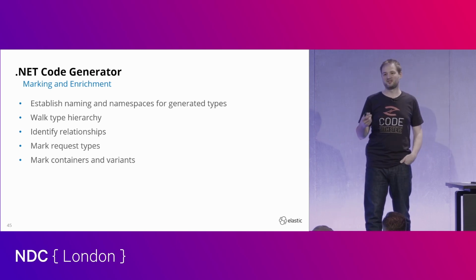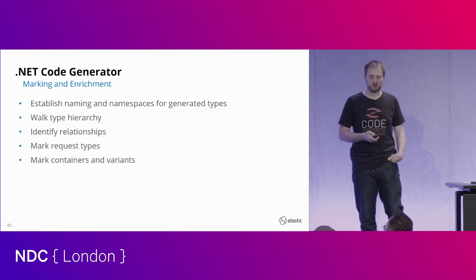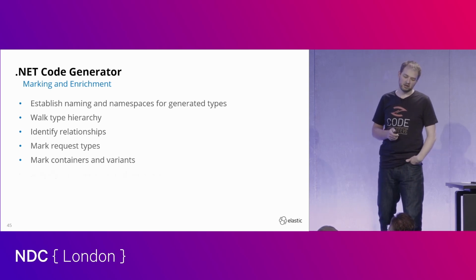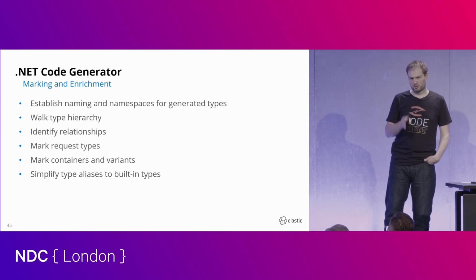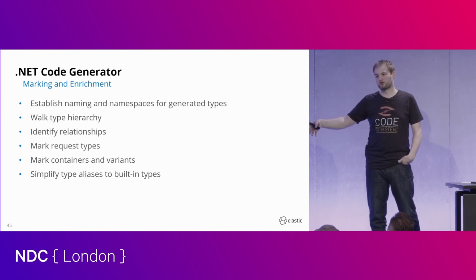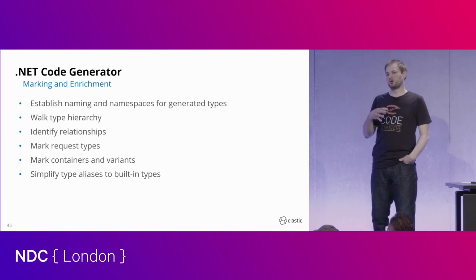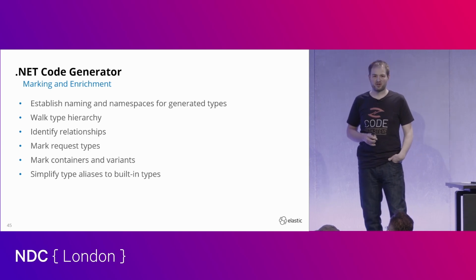We also mark all those special concepts, those containers, the variants. We also have something called internally tagged unions, which is another way of representing the polymorphic JSON we might get back. And ultimately, we also want to simplify some of those type aliases. So where we had like index name is an alias for string. That one we actually keep because we have some special logic around index name, but that's used a lot in the TypeScript model.